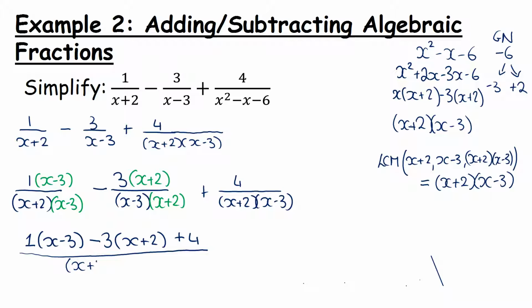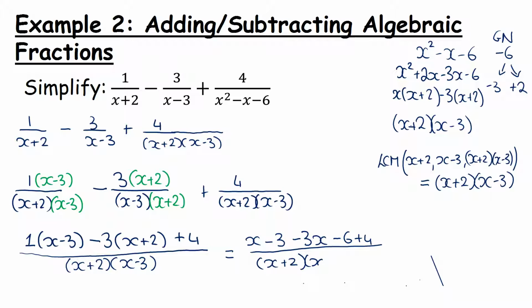So we have an x plus 2 and an x minus 3. And now I just need to tidy up. So in the top line, I have x minus 3 minus 3x minus 6 plus 4. And that's all over x plus 2, x minus 3.